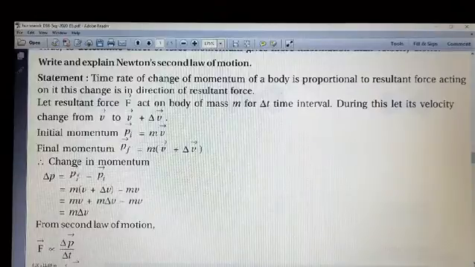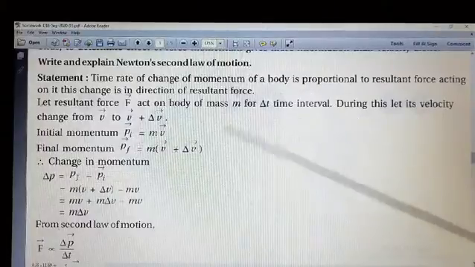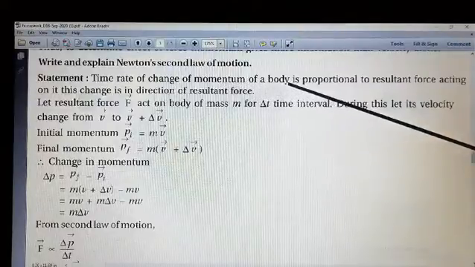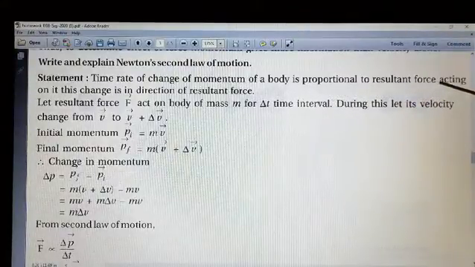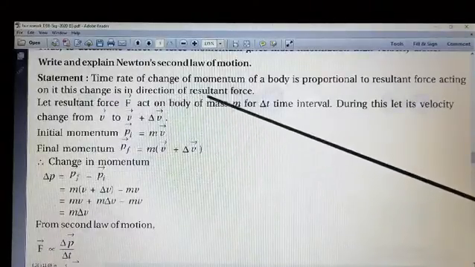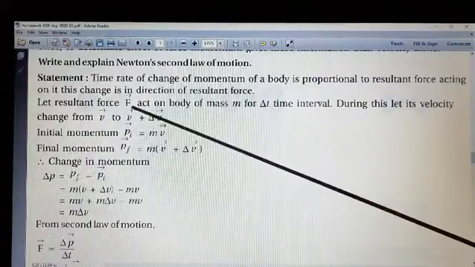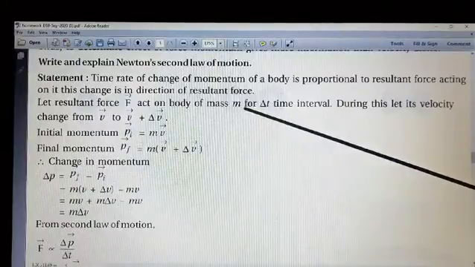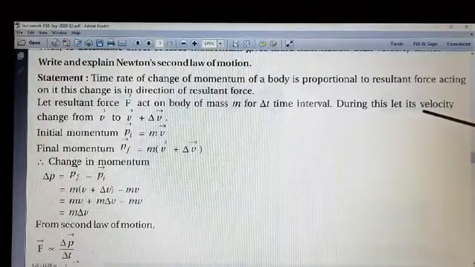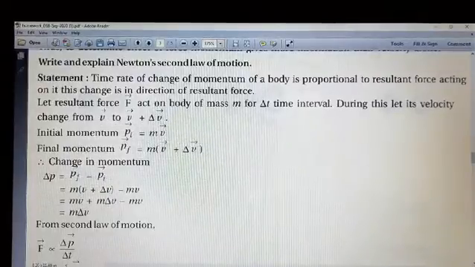Next question, important question: write and explain Newton's second law of motion. First of all, its statement: the time rate of change of momentum of a body is proportional to the resultant force acting on it. This change is in the direction of the resultant force. Let a resultant force F act on a body of mass m for a delta t time interval. During this, let its velocity change from v to v plus delta v.